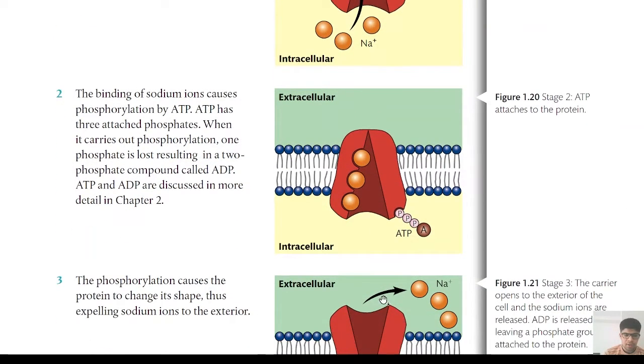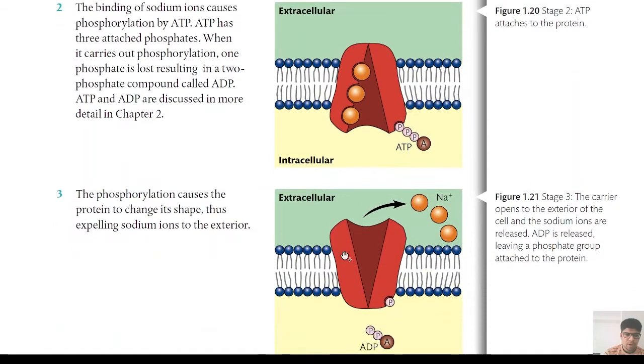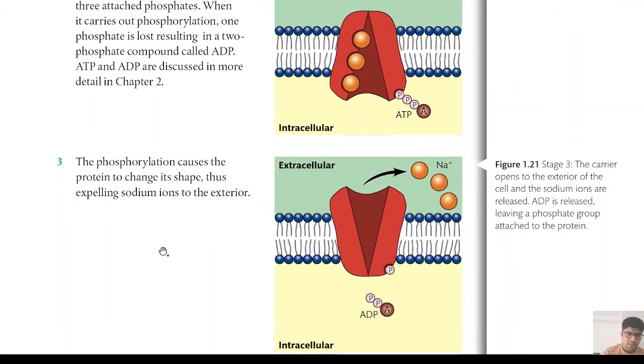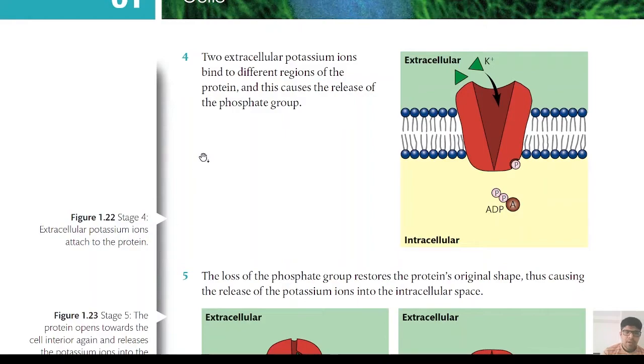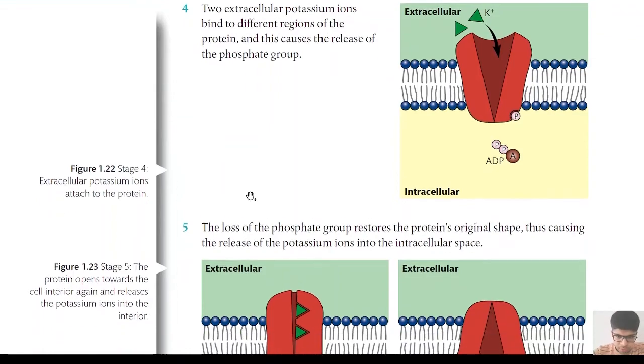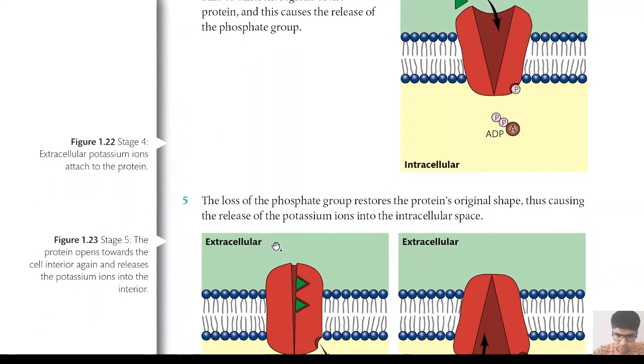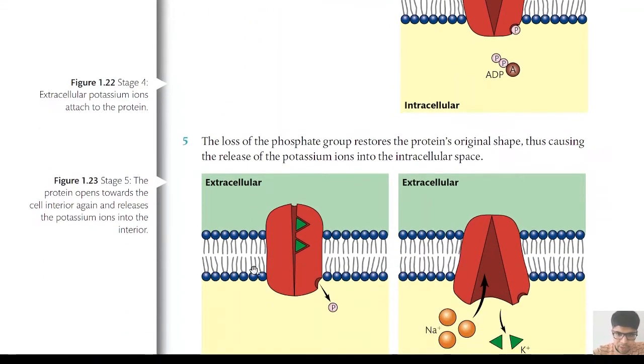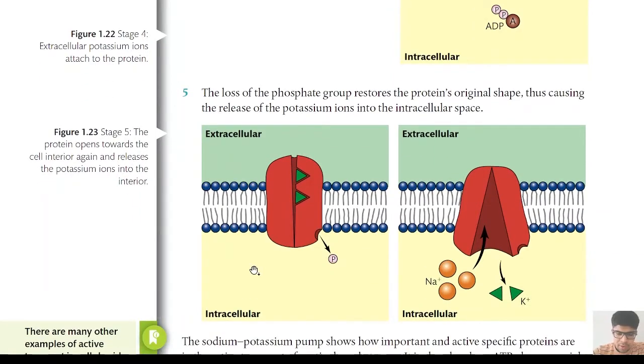So these are the figures that you can look at. The phosphorylation causes the protein to change its shape, thus expelling sodium ions to the exterior. Two extracellular potassium ions bind to different regions of the protein. This causes the release of the phosphate group, as this figure shows. And the loss of the phosphate group restores the protein's original shape, thus causing the release of the potassium ions into the intracellular space.